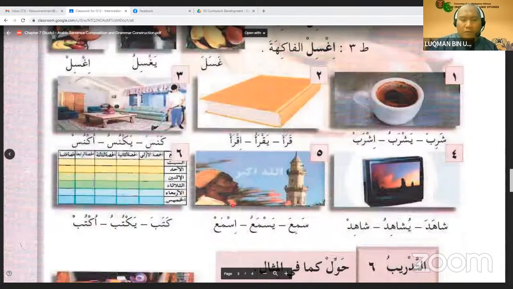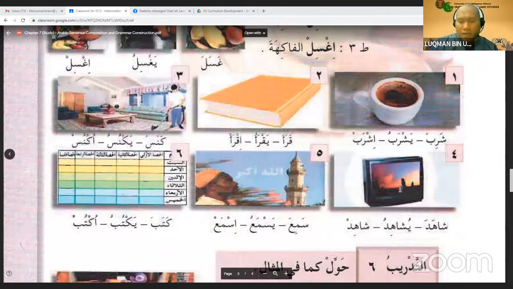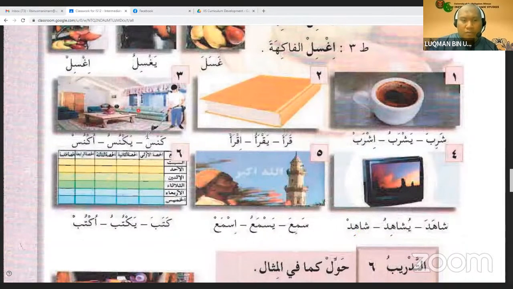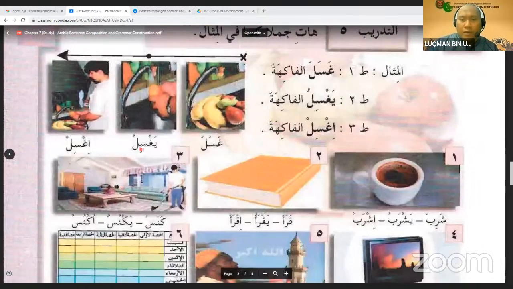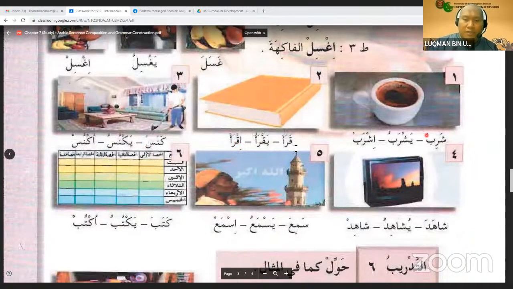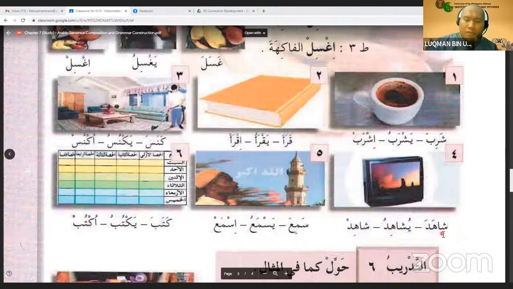So you just have to. Number 4 is تلفاز. شاهد التلفاز. يشاهد التلفاز. شاهد التلفاز. Number 3 is room. So كنس الغرفة. يكنس الغرفة. أكنس الغرفة. Okay. The meaning of the verbs. شرب means drink. قرأ reads. كنس sweep or clean or vacuum. شاهد means to watch.